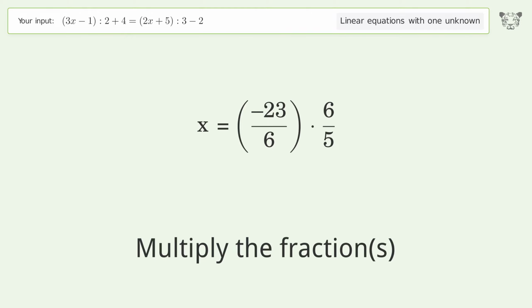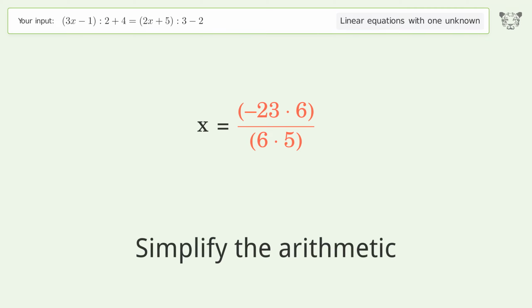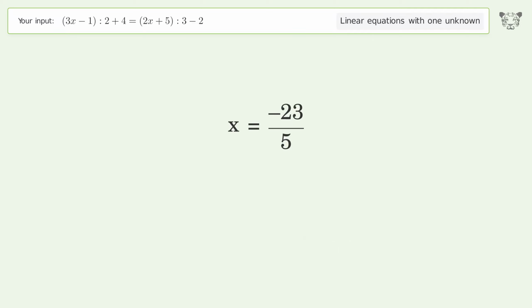Multiply the fractions. Simplify the arithmetic. And so the final result is x equals -23/5.